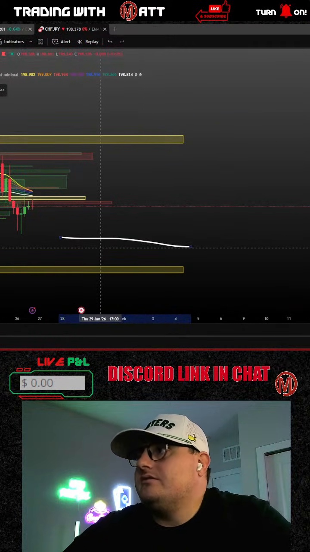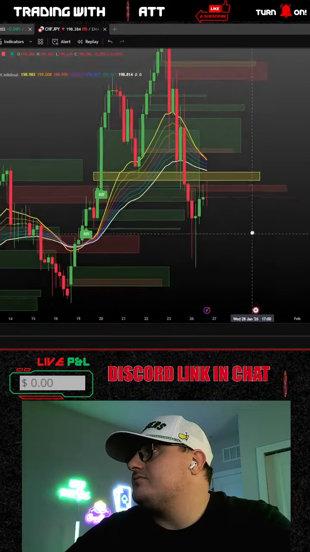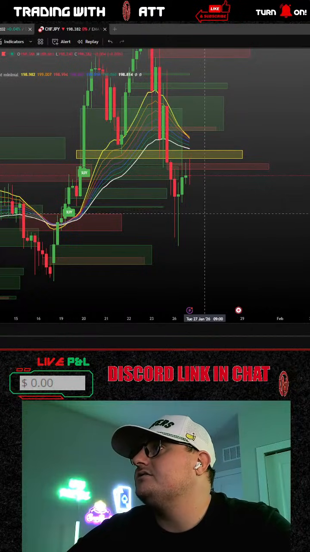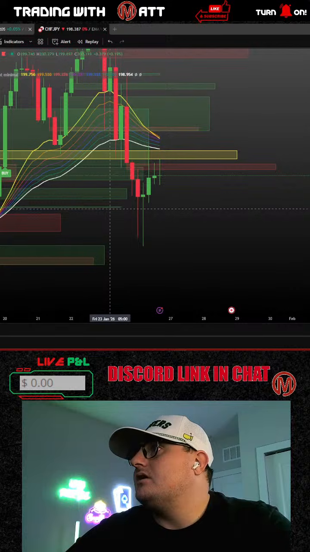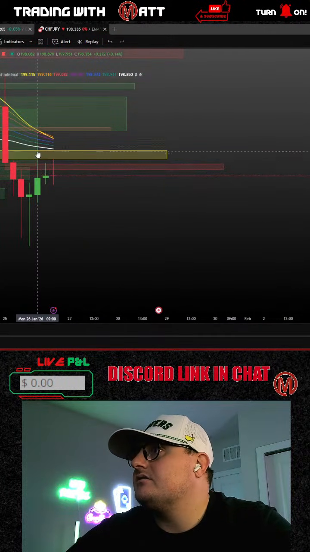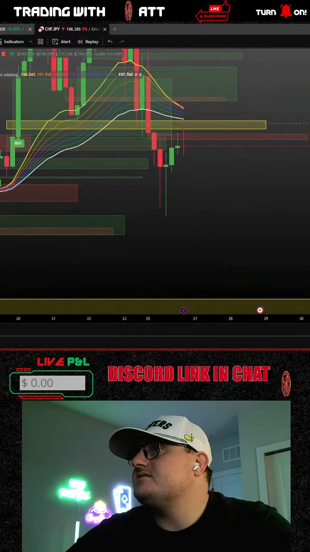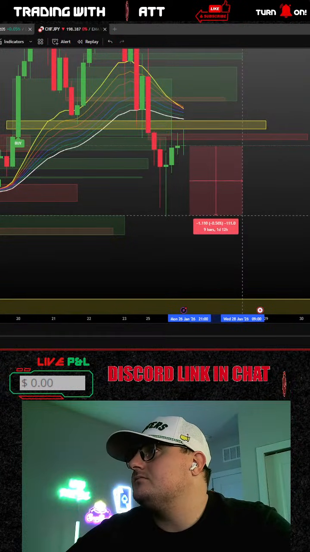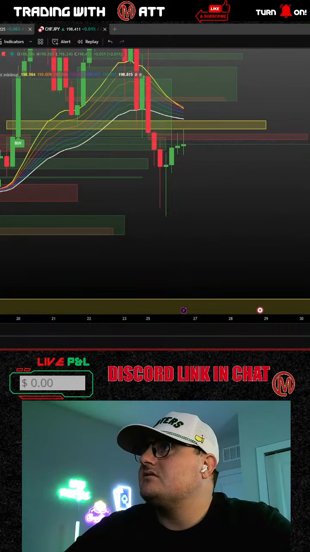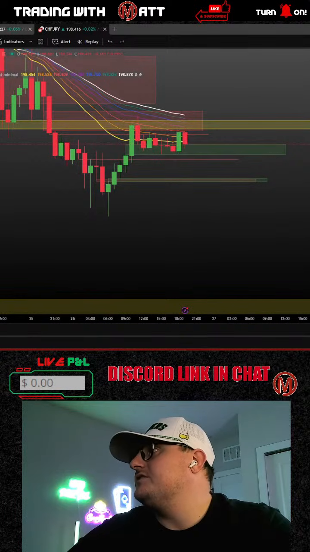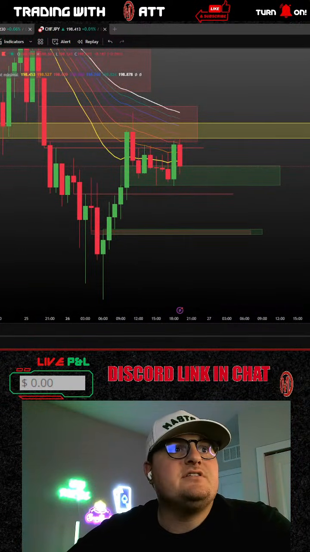Well, the 4-hour rejected hard. The 4-hour rejected pretty hard off this fair value gap right here. But it had a pretty big wick on this one. I'd like to see this go for 110 to 166 pips. But yeah, this 1-hour fair value gap right here is a little bit iffy, you know.